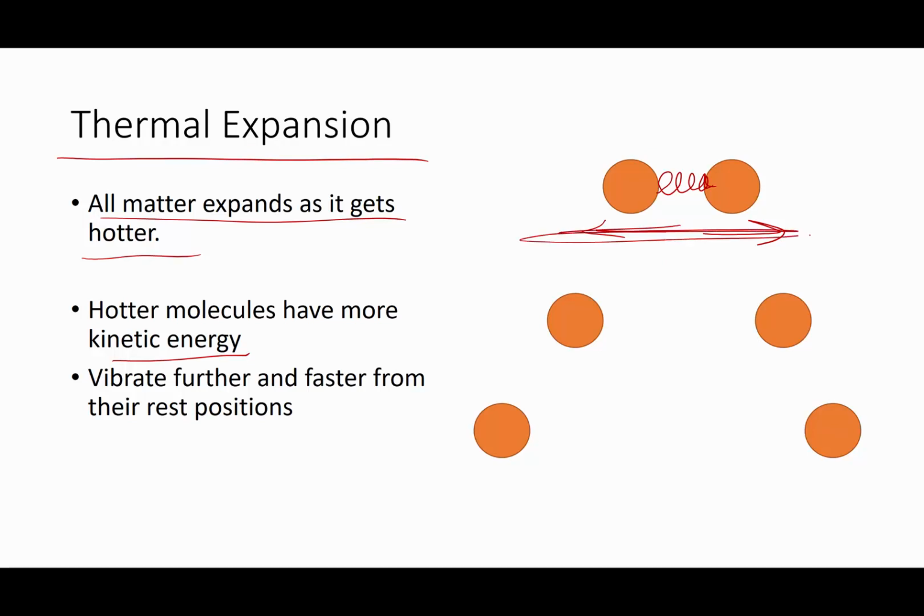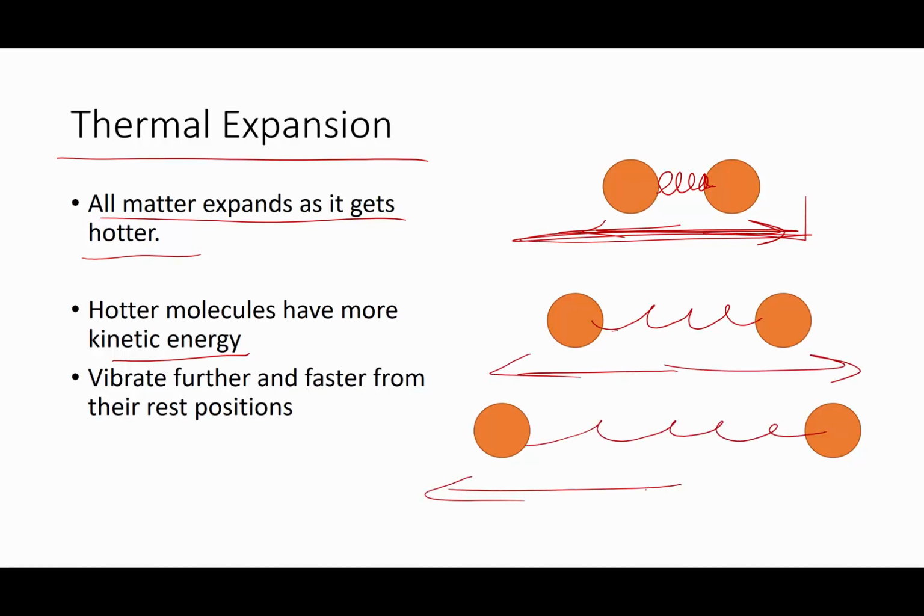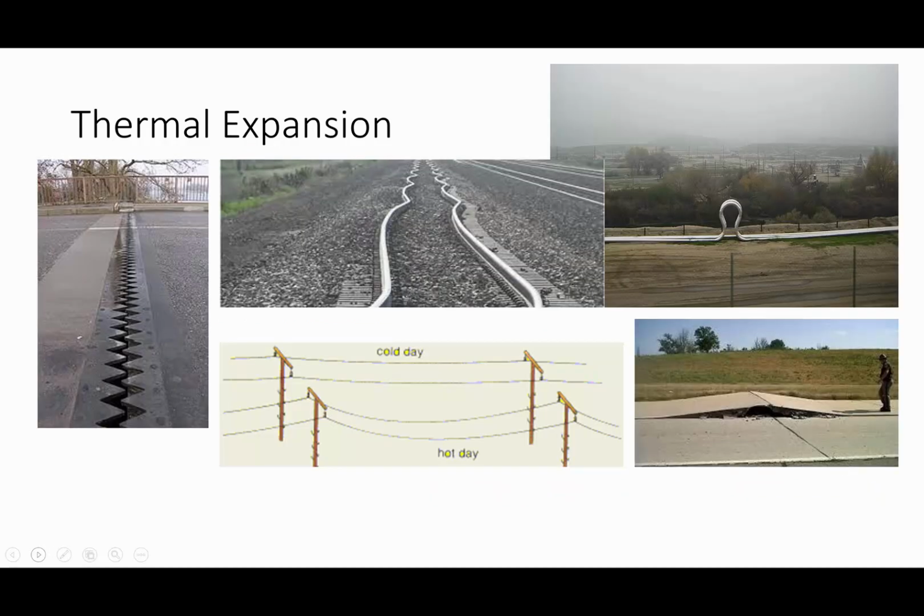So as this vibrates further and faster, this bond gets stretched out, and what happens is it causes the matter itself to expand. Now, a small amount of expansion on a microscopic level can be a visible change in size on a macroscopic level. Here are some examples of thermal expansion.